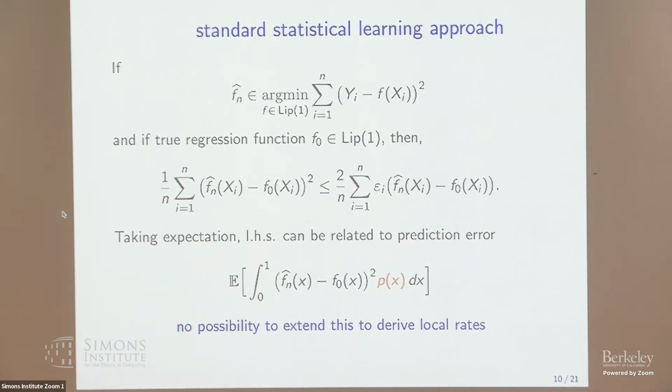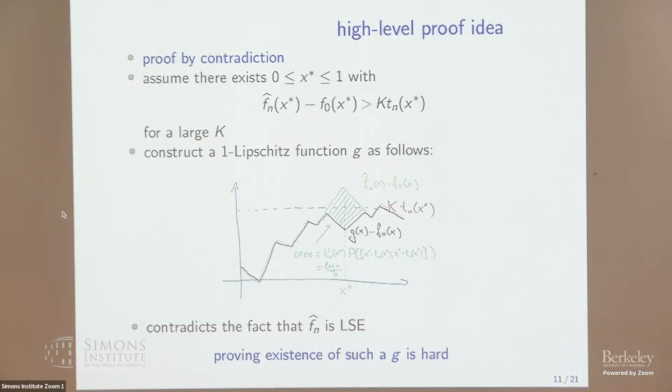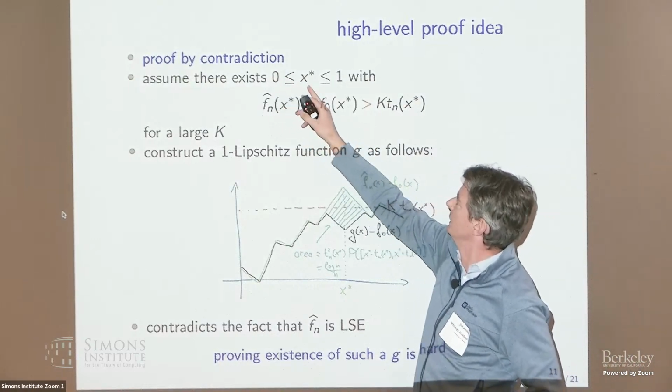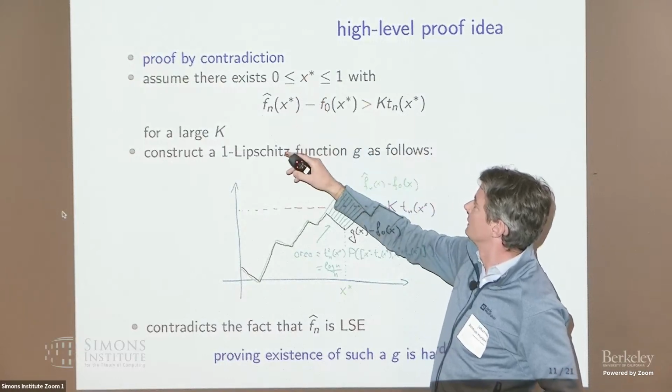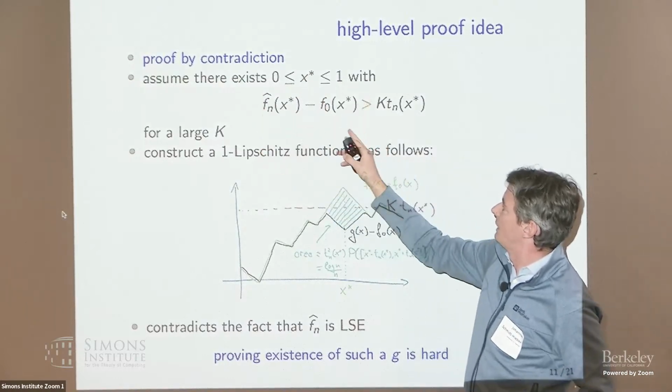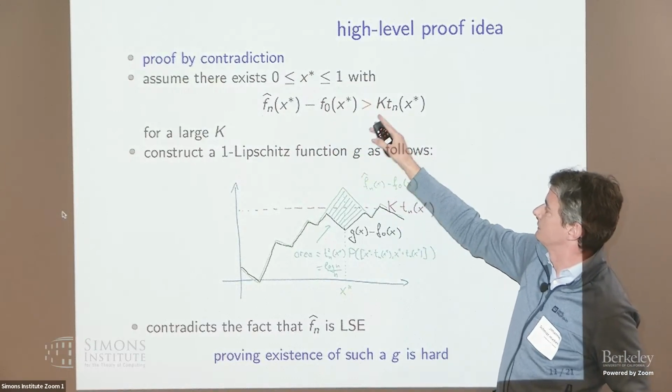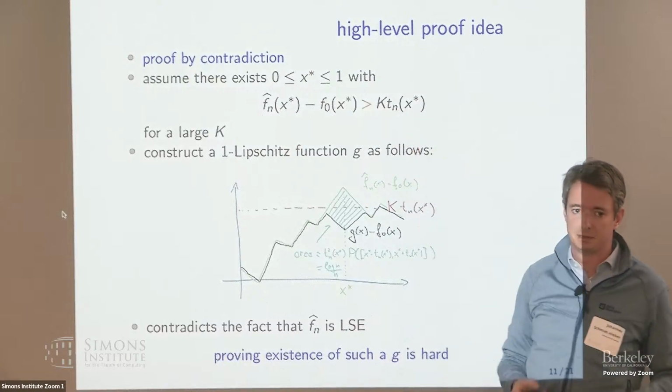Okay, so that's the standard statistical learning approach, which won't work here. So what we do instead is we say, okay, let's try to prove this by contradiction. We assume that somewhere on the interval [0, 1], we can find an x star. This is implied by the contradiction argument, that there's somewhere an x star such that, before we had the absolute values, but assume just without the absolute values that this is larger than a large constant k times the local rate, right?